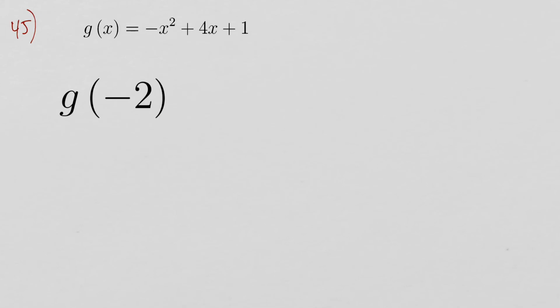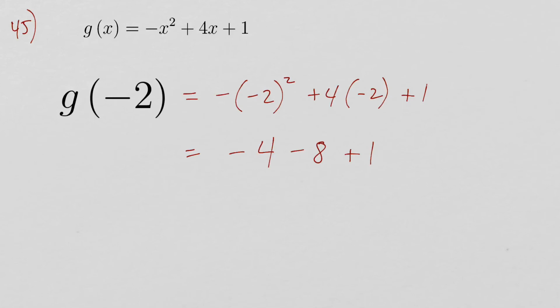Okay, g of x is the function shown. So g of -2 is -(-2) squared plus 4 times -2 plus 1. This will become a positive 4, that's squared. Positive 4 times -2 is -8, plus 1. See, this negative is that one there, but this became a positive 4. So this becomes -12 plus 1, which is -11.